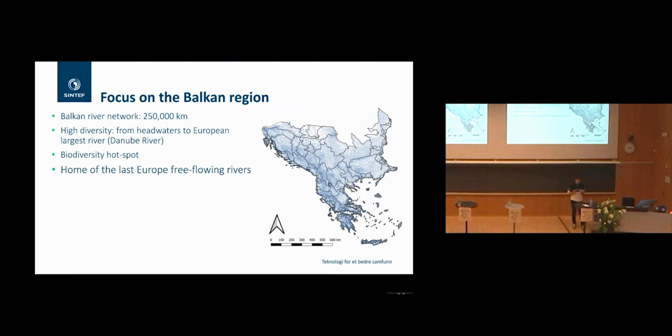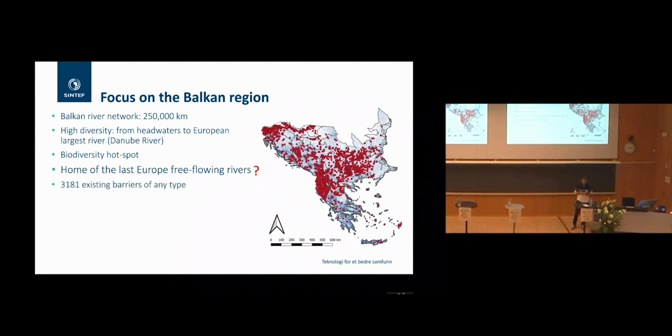It depends on what we intend by free-flowing. We saw yesterday from Wouter there's still an ongoing definition. We found more than 3,000 barriers in the Balkans, so they are not completely free-flowing. This is not only hydropower, I will talk about hydropower only later. This is every type of barrier: weirs, dams, fords, etc.